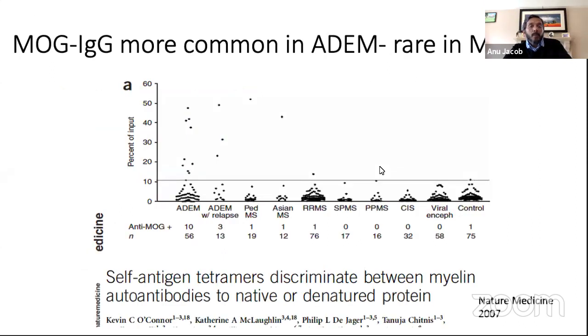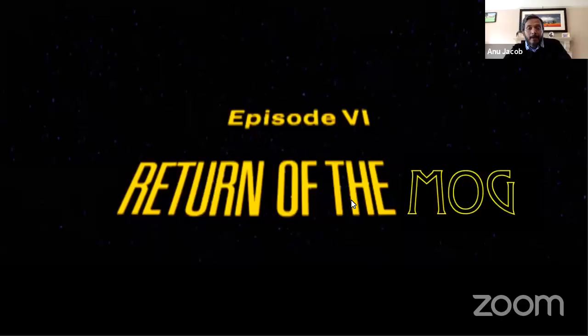But when Kevin did his work in 2007, he took the MOG protein and expressed it in a conformational manner, the folded protein, and in radioimmunoassays, he demonstrated that ADEM patients had much higher values for the antibody as compared to all the other controls. Kevin's work was then taken up by people who were using cell-based assays, and that's how MOG returned. I'm sure Star Wars fans will have a smile at this point.